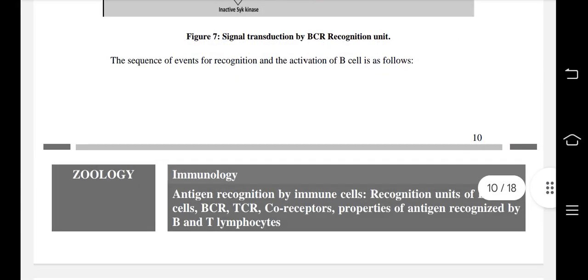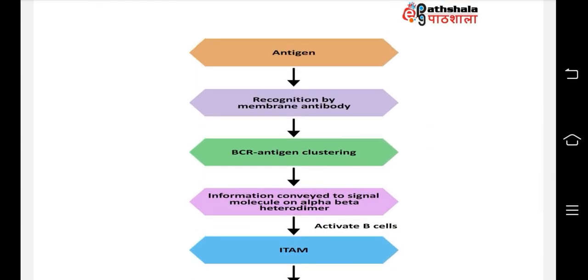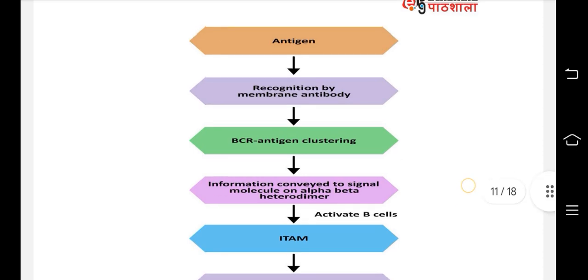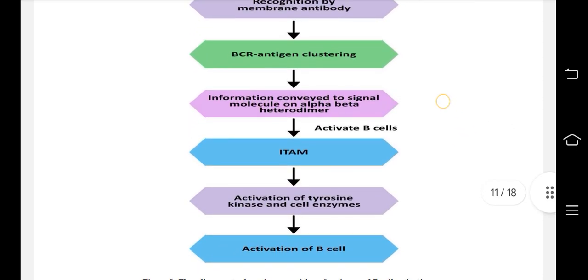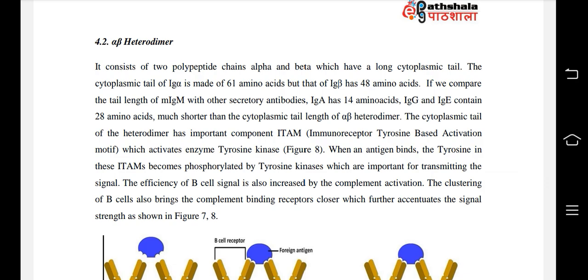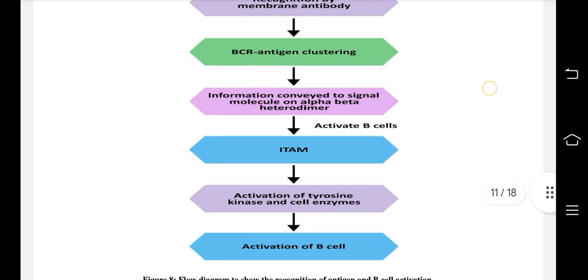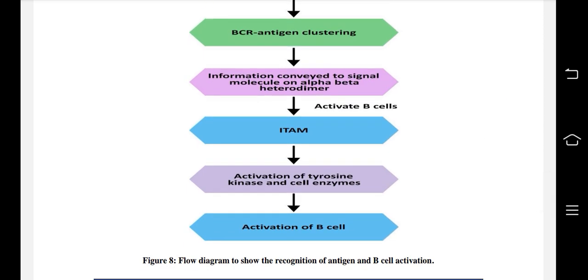Complement. The sequence of events for recognition and activation of B cell is as follows: antigen recognition by membrane antibody, BCR antigen clustering, information conveyed to signal molecules on the alpha beta heterodimer, ITAM, immunoreceptor tyrosine based activation motif, activation of tyrosine kinase and cell enzymes, activation of B cell.